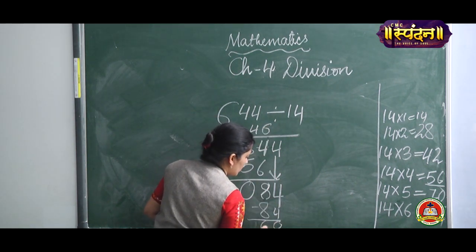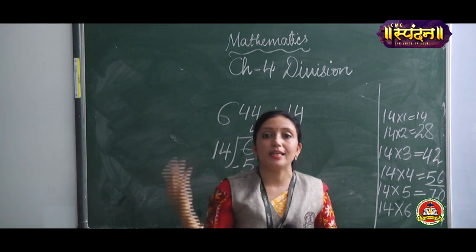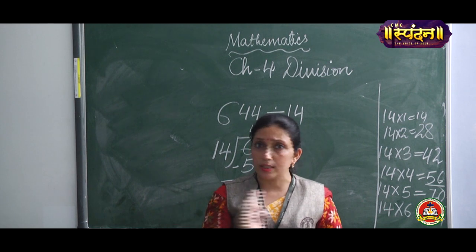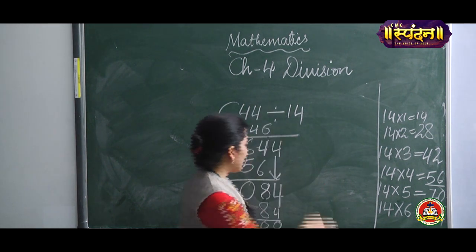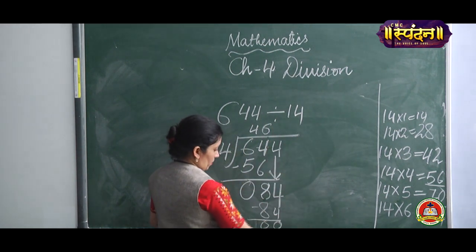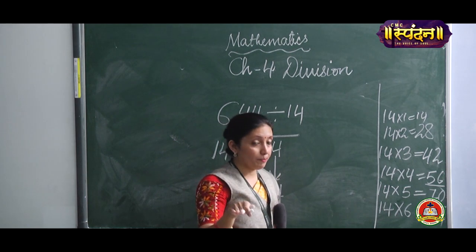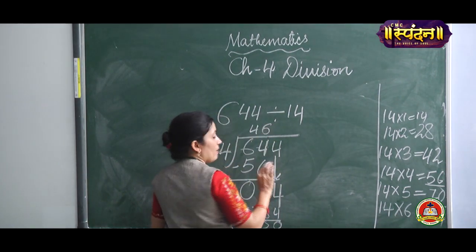Now see, is anything left out here? No, because 84 minus 84 is 0. So nothing is left out. So it means my calculation is over here. So this is a 3-digit number which I have divided by a 2-digit number. That is very important. So now, see, I have got the answer.